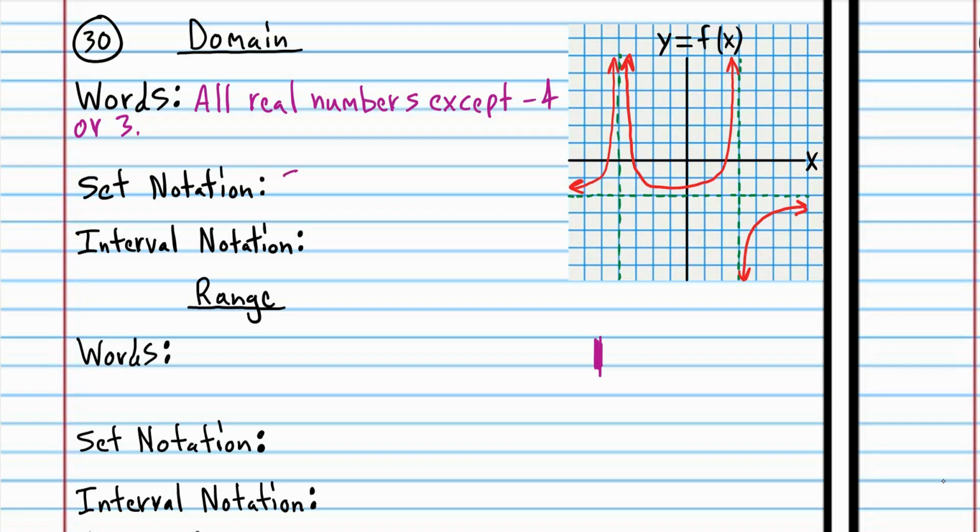So the domain is a set of all x values such that x cannot be equal to -4 and x cannot be equal to 3. It is possible for both those things to be true at the same time, so we can use the word "and".